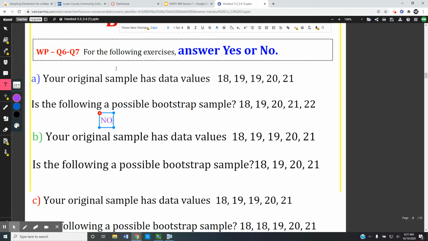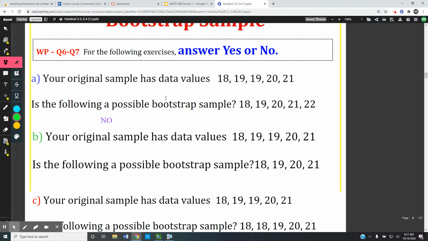Why can't it be a bootstrap sample? Well, because 22 somehow wound up in the bootstrap sample right there. I'm going to have to underline it because it's not a piece of text. 22 was not in the original sample. It was nowhere. Remember, it has to come from here. And if 22 is not here, then 22 doesn't get to be down here. Letter B, your original sample is 18, 19, 20, 20. It looks like the same stuff.